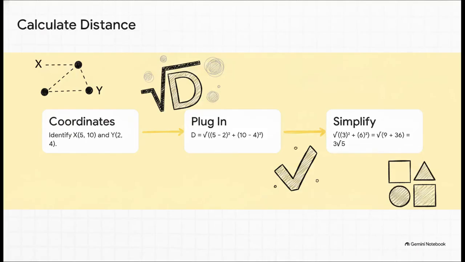All right, let's actually run the numbers together. It's actually really satisfying once you get the hang of it. Step 1. We identify our points. Let's say we have point X at (5, 10) and point Y at (2, 4). Step 2. We plug those straight into our formula.